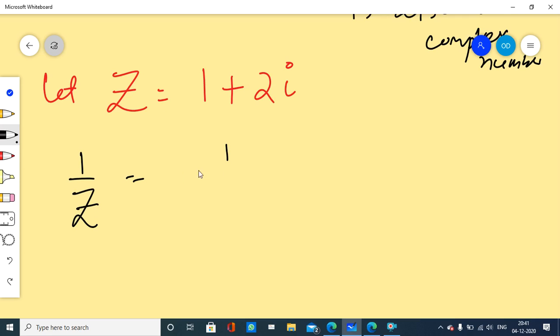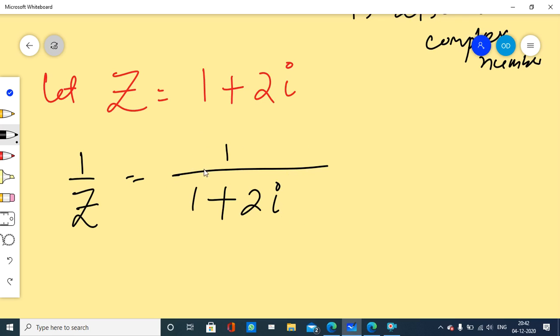1 by z means what? 1 by 1 plus 2i. Let me tell you one thing. I just told you that the reciprocal of a complex number is also a complex number. That means 1 by z is also a complex number. But there is one problem. That's right, I am not denying it, of course it is a complex number. But it is not in its standard form.